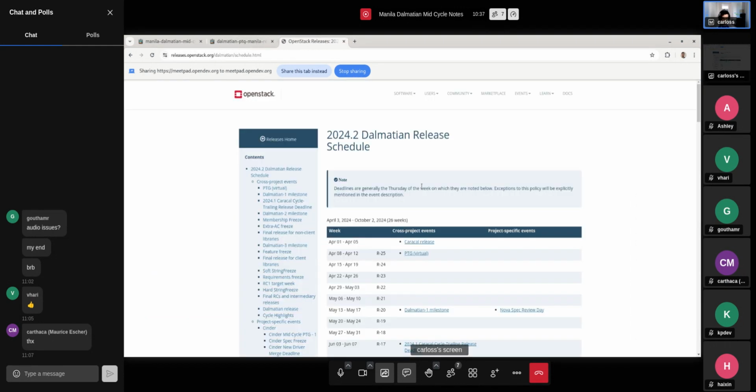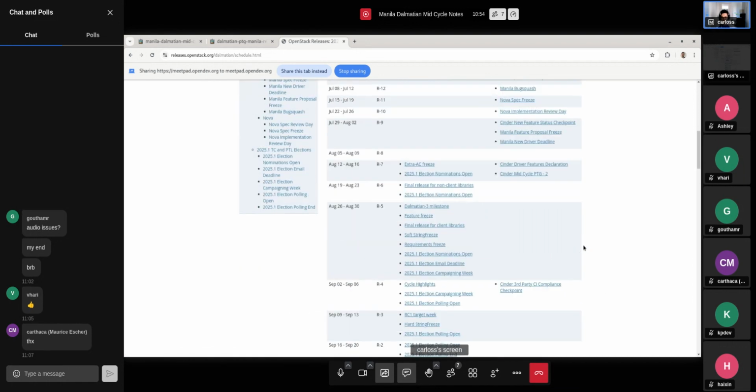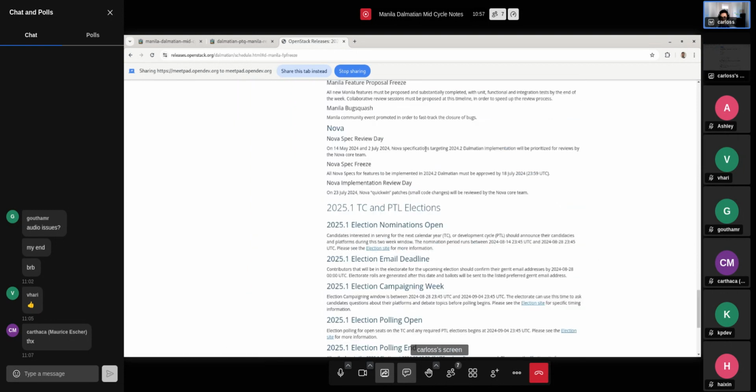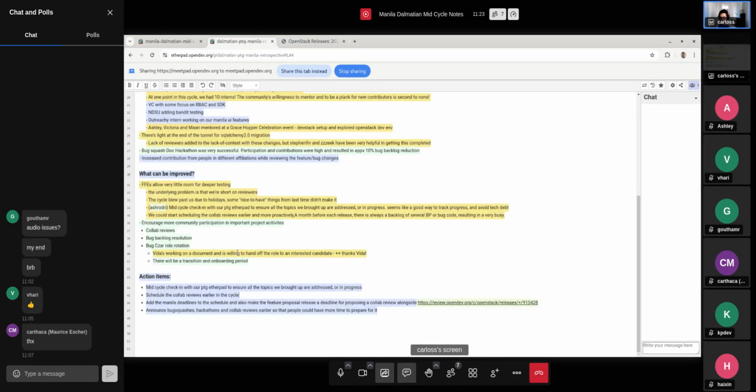So for this cycle, we had something a bit different to what we usually did in the past, which was, instead of expecting the collab reviews to be proposed by every author, we are trying to enforce that through the Manila Feature Proposal Freeze milestone. In this case, we said collaborative review sessions should or must be proposed by the feature proposal freeze, so we can speed up the review process. We said that, but then we were organizing the mid cycle, and it would also be a very good opportunity to use the time to go over some features as well. So that's some of the things that we will do today.